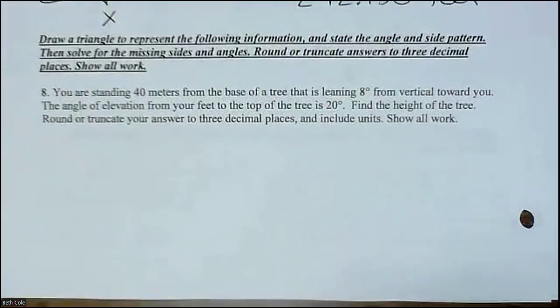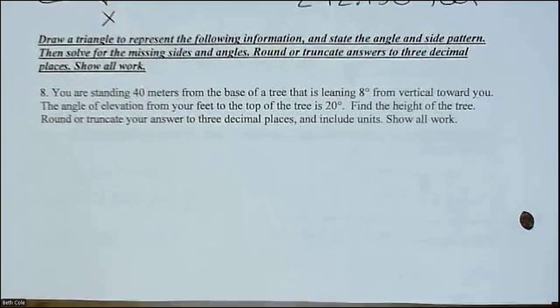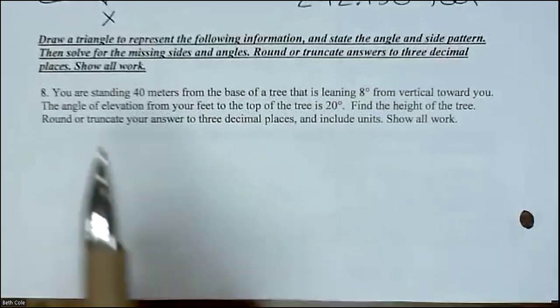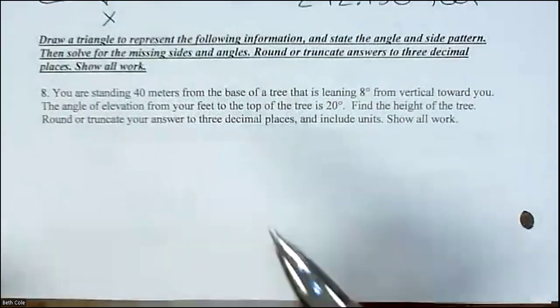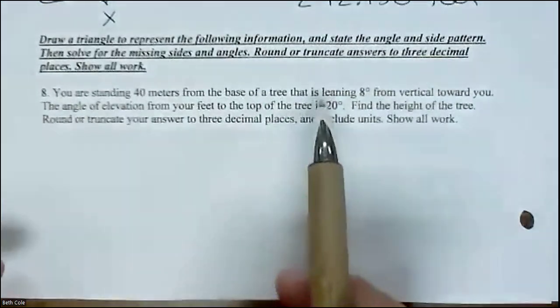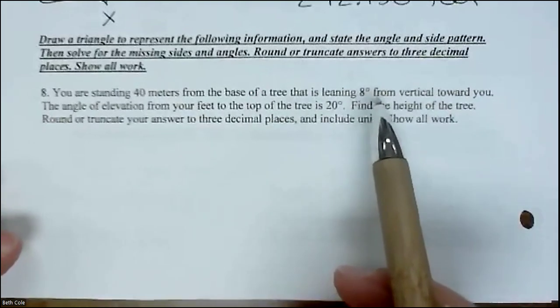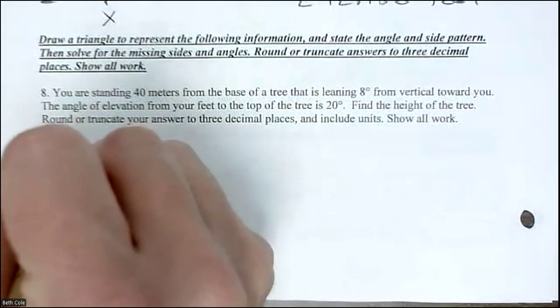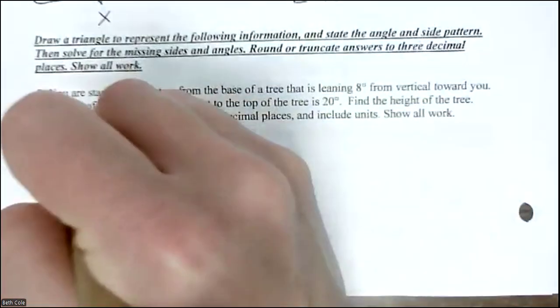We're gonna do one more, and then we'll do our break, so you can just sit tight until I'm okay. All right. You are standing 40, oh, I made this one meters just to check if you read the problem, from the base of a tree that is leaning 8 degrees from vertical towards you. I get that trees are usually vertical, but you understand sometimes they bend, right? Wind and stuff, okay? So it's not a right triangle.